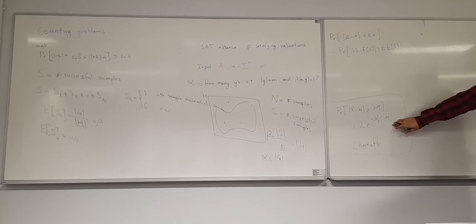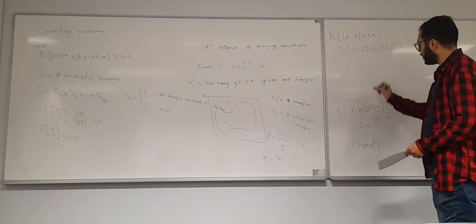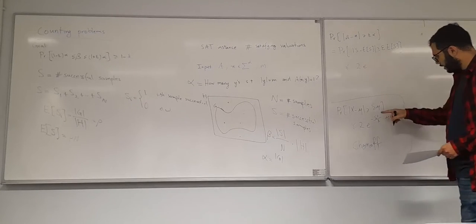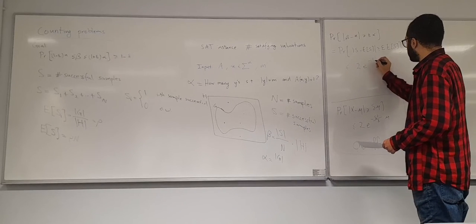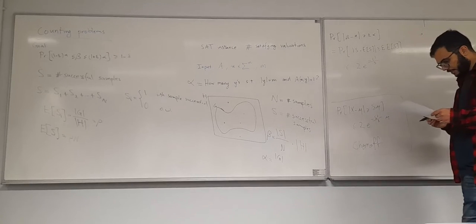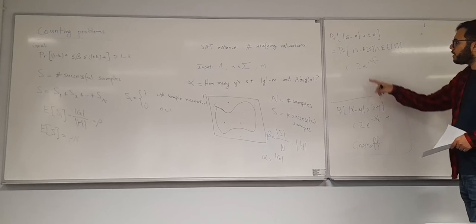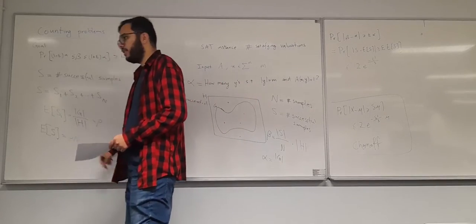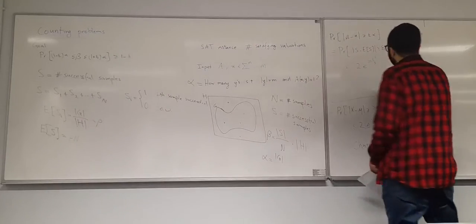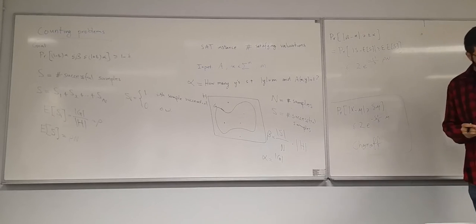Okay, what happens if I apply this here? So I know that this probability is at most 2e to the power of... what is my delta? My delta is actually epsilon. So minus epsilon squared over 3. And what is my mu? My mu is the expected value of S. So expected value of S was rho n, so times rho n.